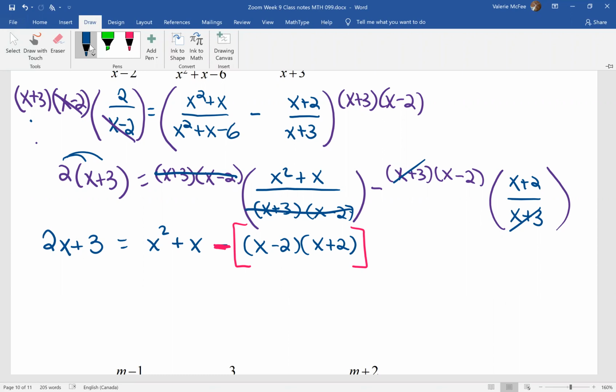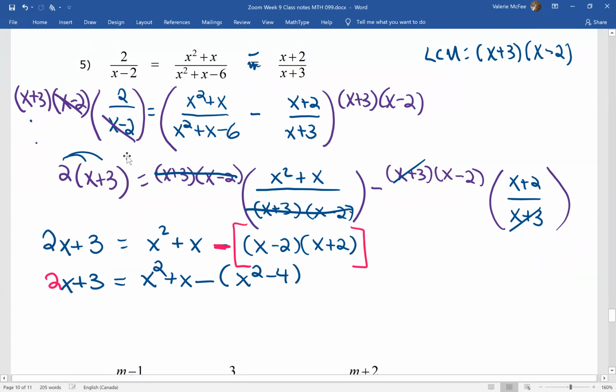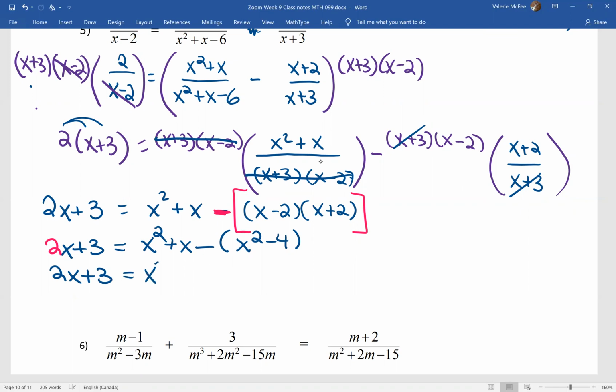So we have 2x plus 3 equals x squared plus x minus that difference of squares. Once we open our brackets on the right, x squared plus x minus x squared plus 4. This gives us 2x plus 3 equals x plus 4.